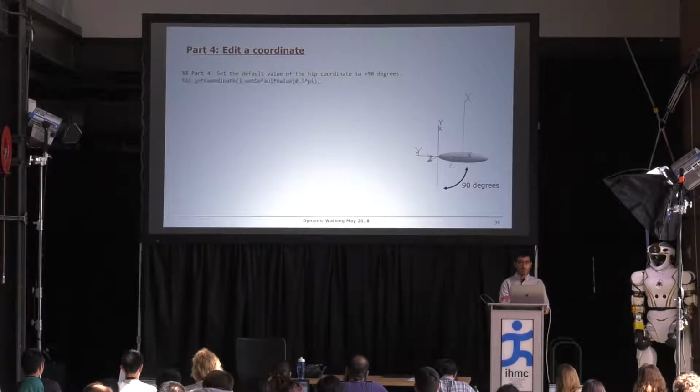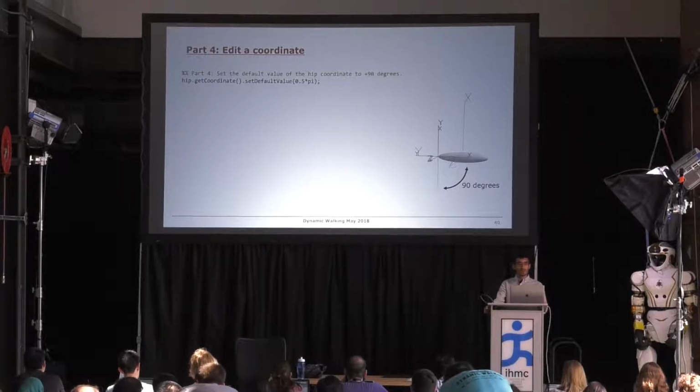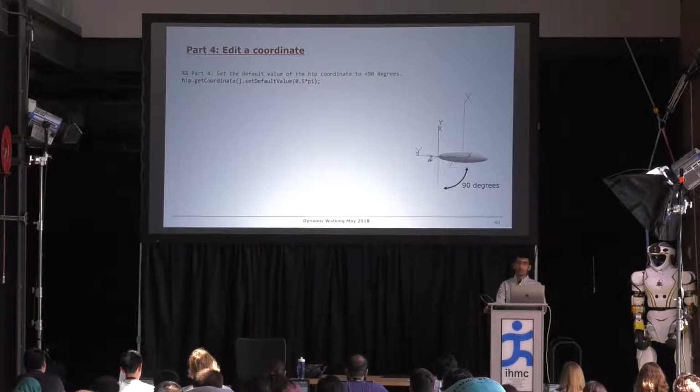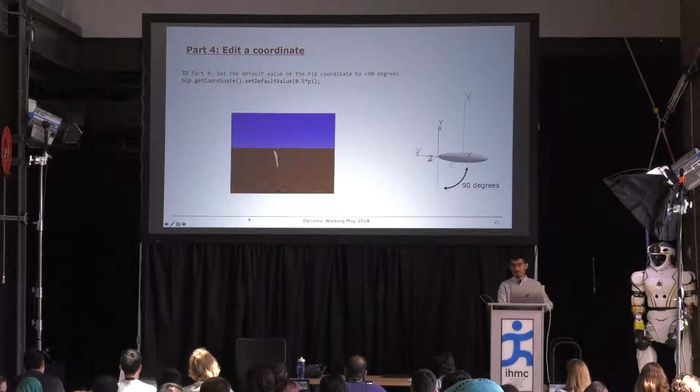So in this case, we want to set the default value of the coordinate to 90 degrees. You can do that by accessing the coordinate from the hip joint, and then on that coordinate, call the function setDefaultValue and provide 90 degrees in radians. If you do that and run your script again, you should get something that looks like this video here, where the thigh body just swings like a pendulum.